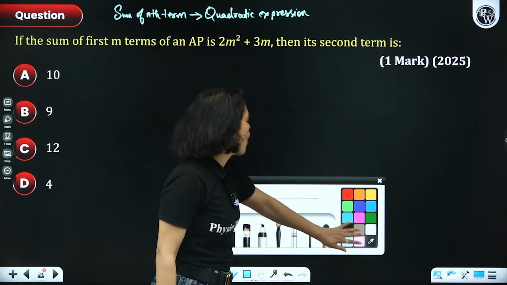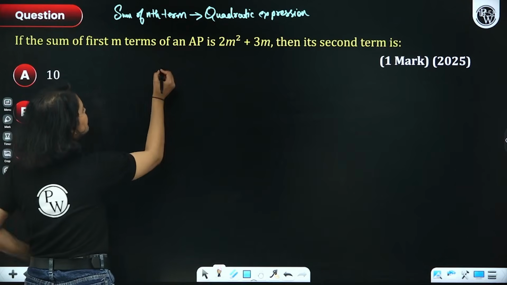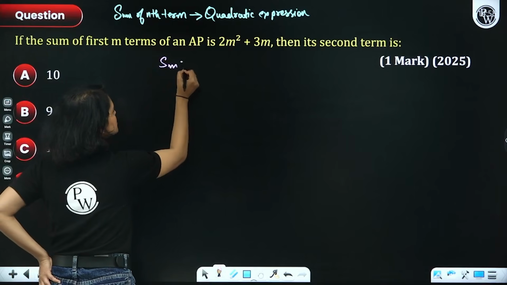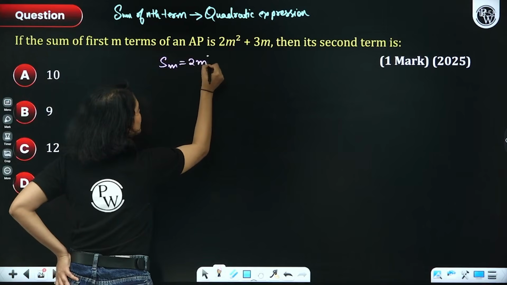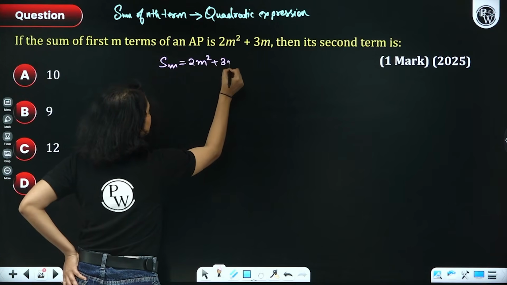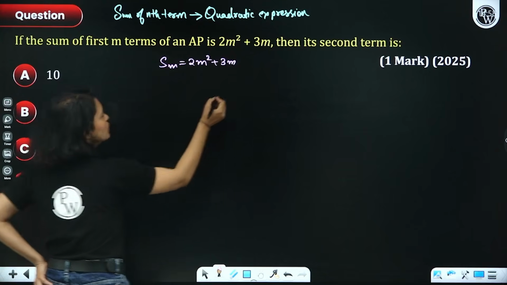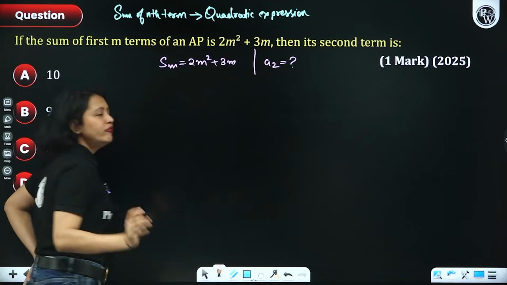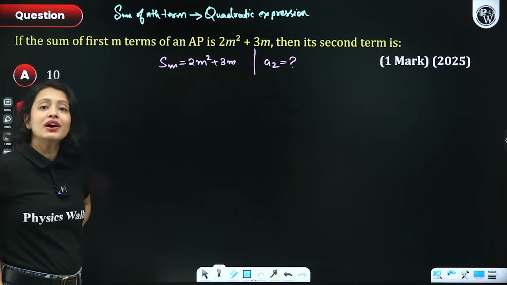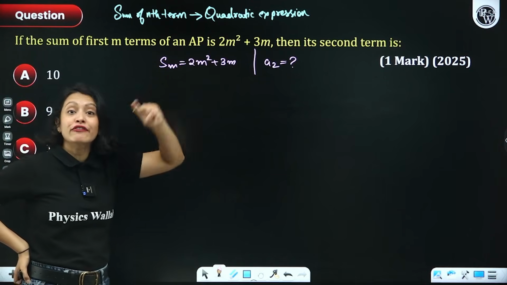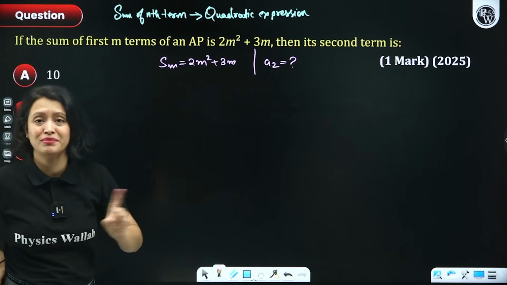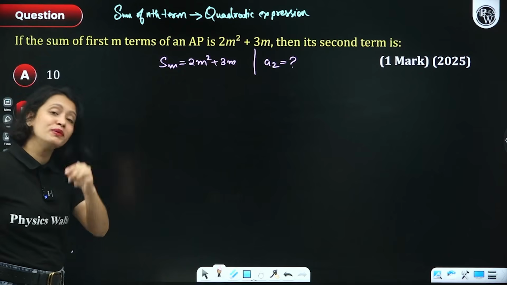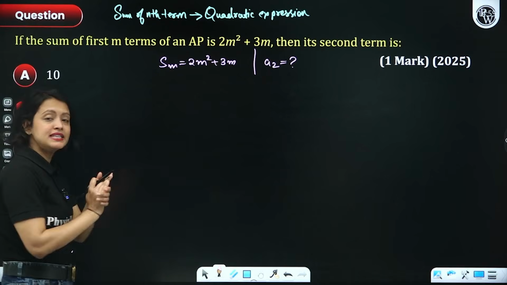If the sum of m terms, Sm, is given like this, 2m square plus 3m, we have to find the second term. So what do we need to figure out? We need to figure out A2. First of all, guys, remember, this is the expression given for the sum of m terms, not the m-th term. है ना? यहाँ पर a lot of people make mistake. तो देखो, please see what I am going to do.